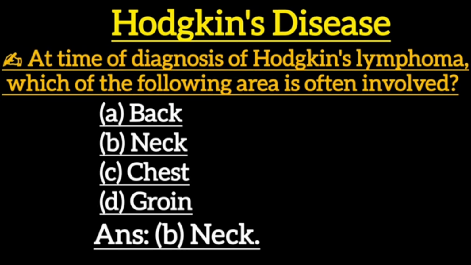Next one: at the time of diagnosis of Hodgkin lymphoma, which of the following areas is often involved? Option A, back, option B, neck, option C, chest, option D, groin. Correct answer is option B, neck.